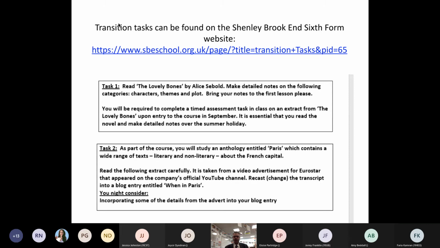All right. So don't have nightmares about it. I promise you're not being judged. It's an assessment and it's just done as a baseline. All right. And it's to help you get used to what's going to come over the next 2 years. Now, The Lovely Bones.